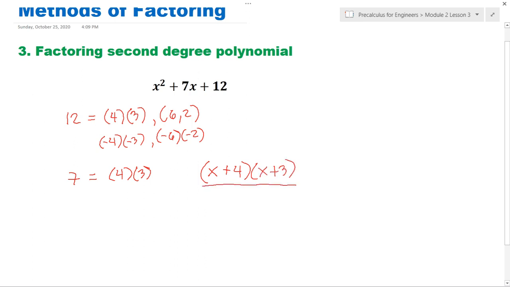If you reverse this class, kung ifo-foil mo 'to, mag-result siya back sa given natin. So, ganun lang ha. Ganun lang mag-factor ng second degree of this form. Meaning, wala tayong coefficient sa leading term. Or yung coefficient sa leading term is just equal to 1.